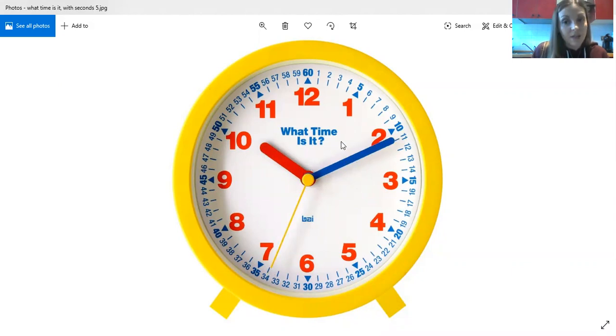So, what time is it? Can you tell me the time? Okay, so it's 11 past 10. It is 11 because why is it 11 and not 10? Because we see the blue line on 11. You see this? This is 11. So it's 11 past 10.